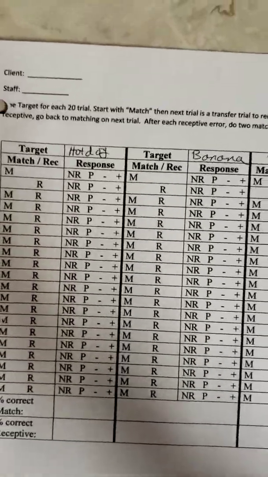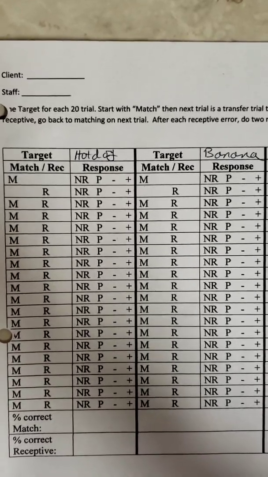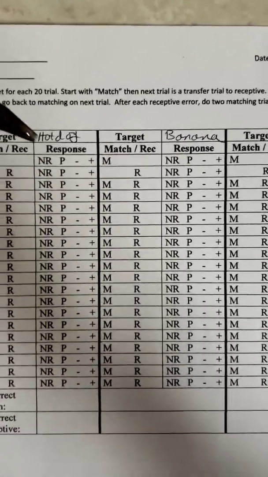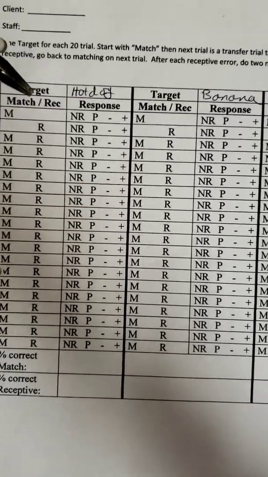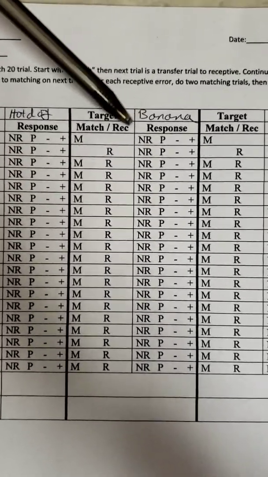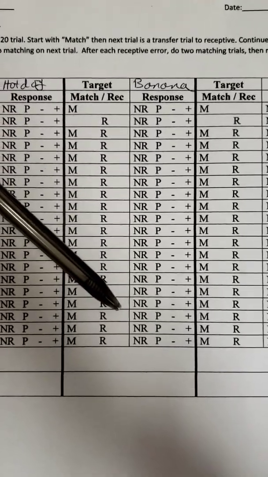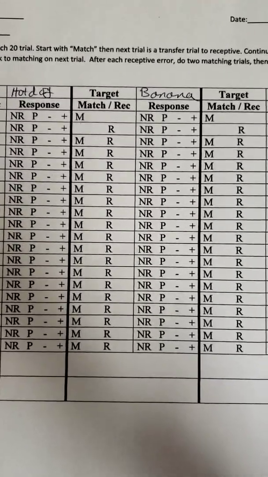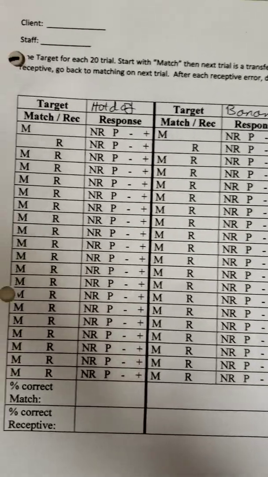For this one, you do need these filled out at the top. So as you see, we have hot dog written down. This is where we'll collect the hot dog data. Banana written down. This is where we'll collect the banana data. So these are the match to receptive.